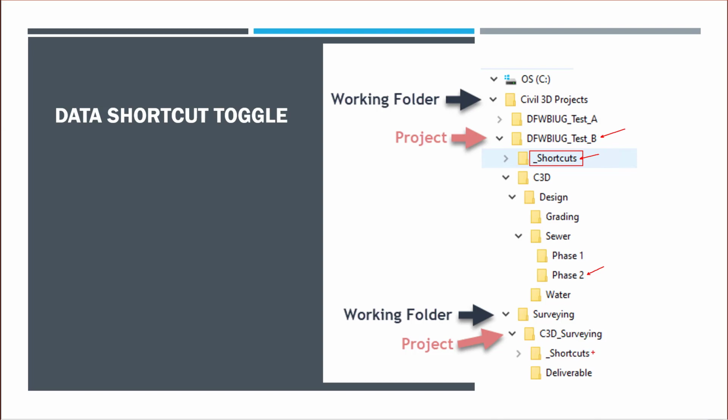So if I know the underscore shortcuts folder is there, then this is a project. Sometimes projects have multiple shortcuts. So in this case, the surveying group has their own folder. And I'll show how we can set it just for the engineer who's using the phase 2 folder, and then set it up for the surveying who will use both shortcut folders.